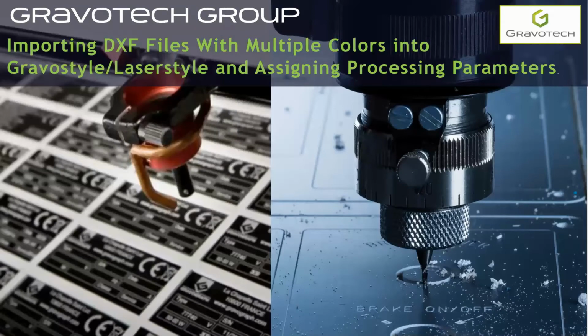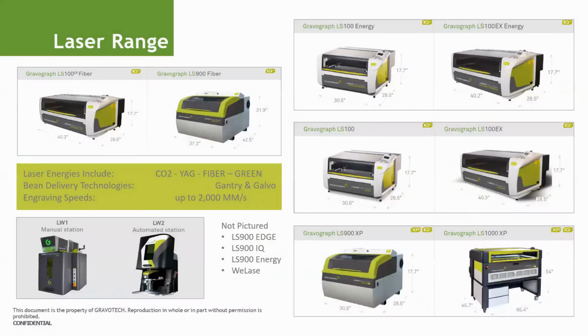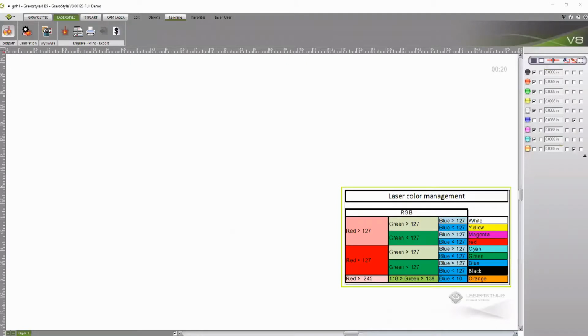This video will address questions that may arise when you're creating DXF files from a third-party CAD software for importation into Gravostyle or Laserstyle with the intent of assigning different processing parameters by color contour. This is relevant for IS engraving and routing systems being driven by Gravostyle software and gantry and galvo-based laser systems.